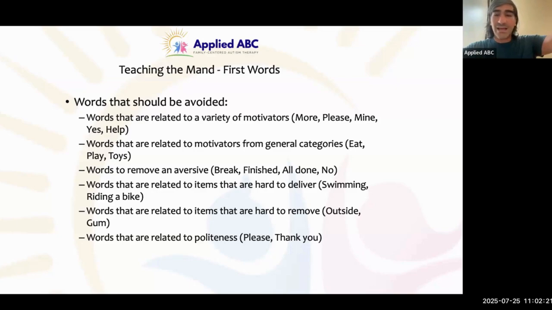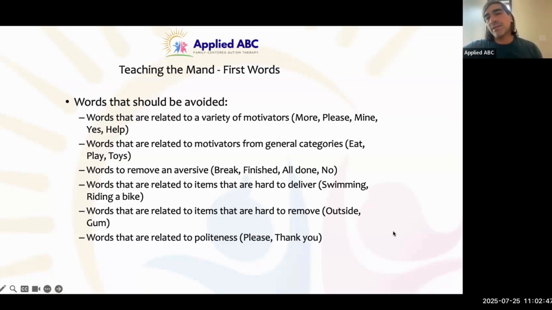Outside, gum. Gum's really interesting because they keep it for a long time. It's like I gave them that quarter of an M&M, they ate it, now it's gone. If they ask for outside, I can give them outside, but then every single time we're going to transition back in. It's tough. It's something you want to be able to give them, and then it's gone, and then they want it again.